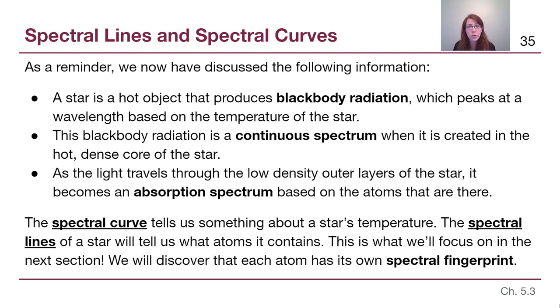The spectral curve, that up and down curve, tells us about a star's temperature because the location of that peak, which will also tell us about the color, is based on the temperature. And then the spectral lines of a star are going to tell us what types of elements exist. That's what our focus of the next video is going to be, figuring out what those spectral lines are actually able to tell us now that we have words to describe absorption lines and emission lines.